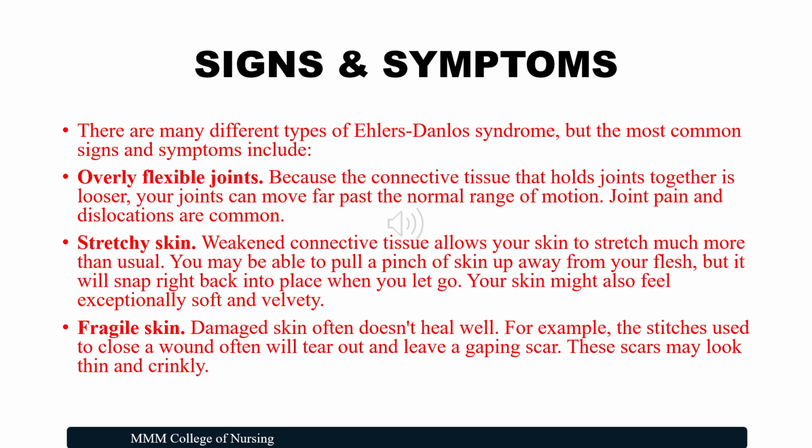Next one is fragile skin. In fragile skin, the damaged skin doesn't heal well. For example, the stitches used to close a wound often tear out and leave a gaping scab. These scabs may look thin and crinkly.